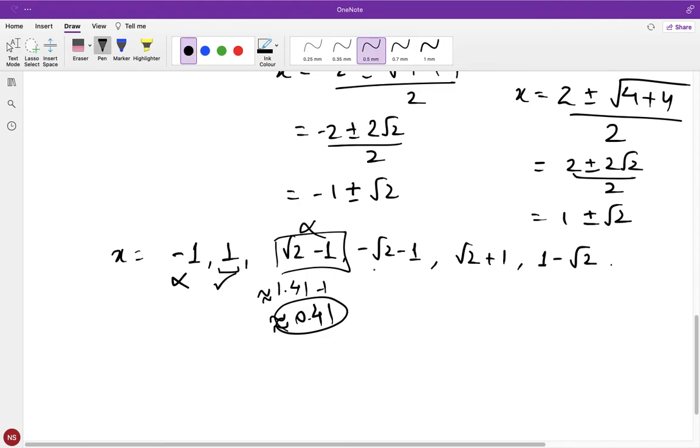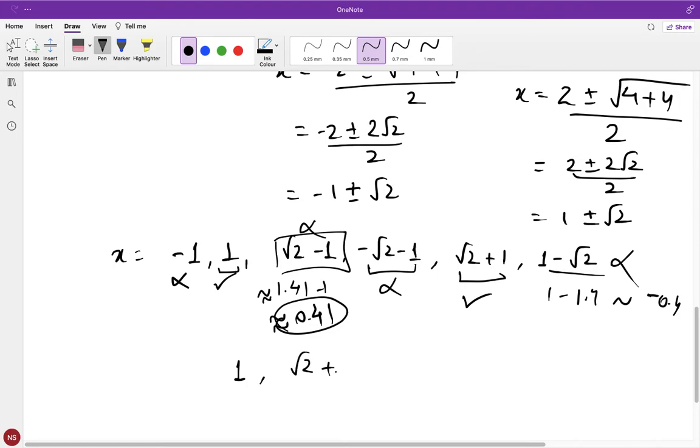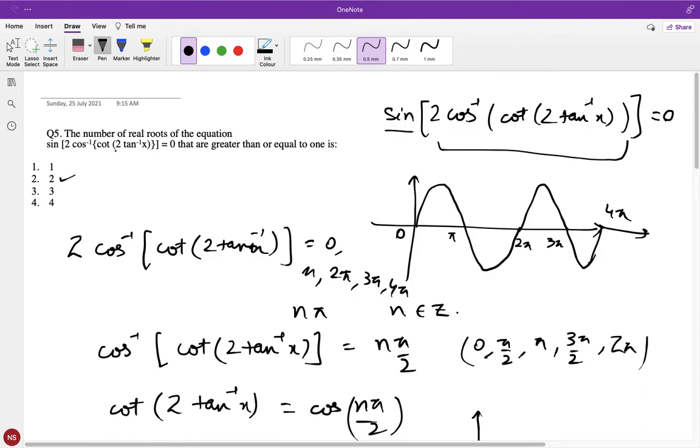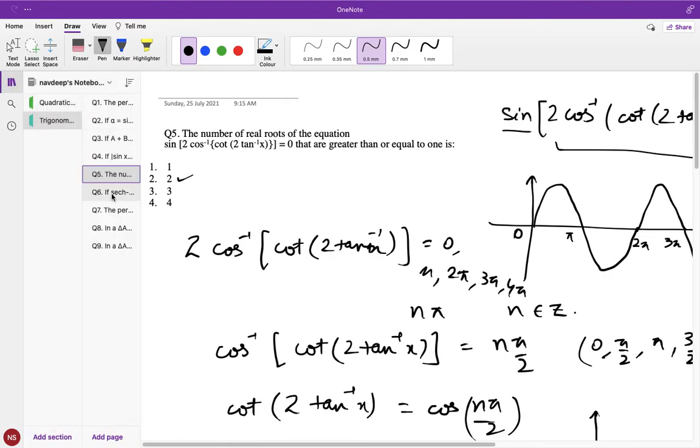So this is gone. This is completely negative, so this is gone. This is 1.4 plus 1, so greater than or equal to 1, yes. And this, 1 minus 1.4, is approximately minus 0.4, so this is also not there. So the given solution is only 1 and root 2 plus 1, 2 roots. So this option is correct. Okay, next problem.